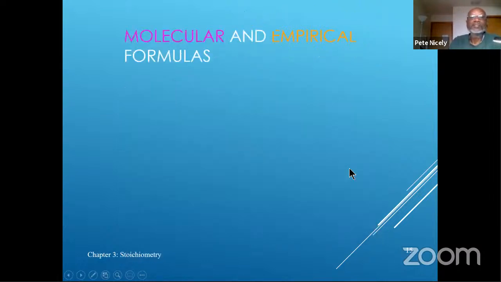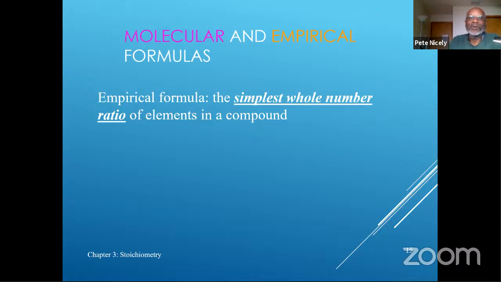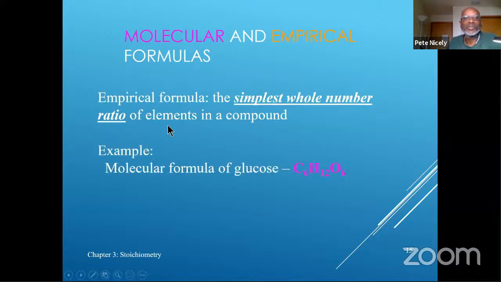Okay. So let's talk about molecular and empirical formulas. And we talked about these before, but we're going to get into more details about this, right? So if you recall, we said that the empirical formula is the simplest whole number ratio of the elements in the compound, right? The molecular formula gives you the number of atoms of each element present per molecule.